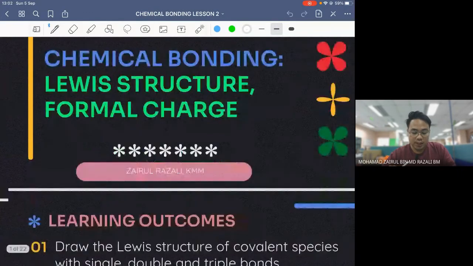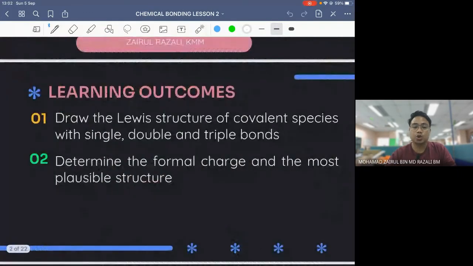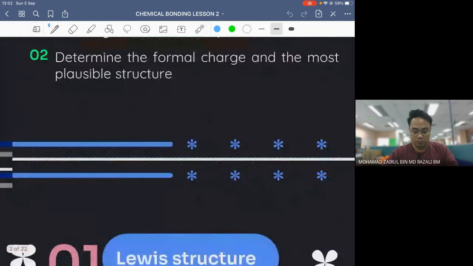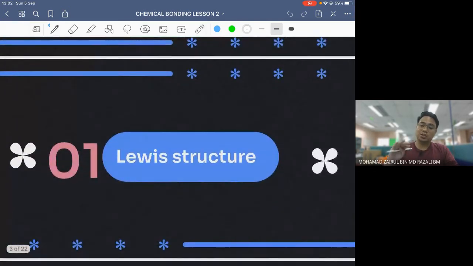Okay, so by the end of this lesson, you should be able to draw the Lewis structure of a covalent species with either a single, double, and also a triple bond. The second learning outcome is you should be able to determine or calculate the formal charge and the most plausible structure from the formal charge. Okay, so we're going to start with the Lewis structure.